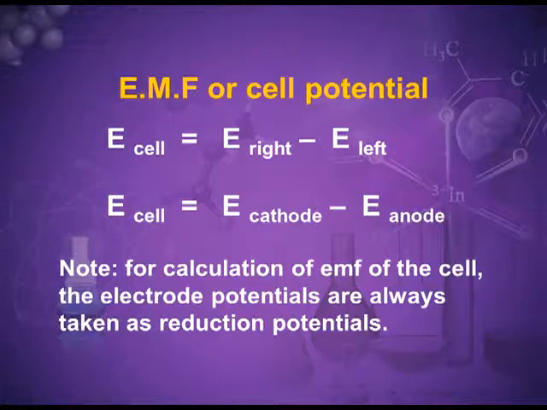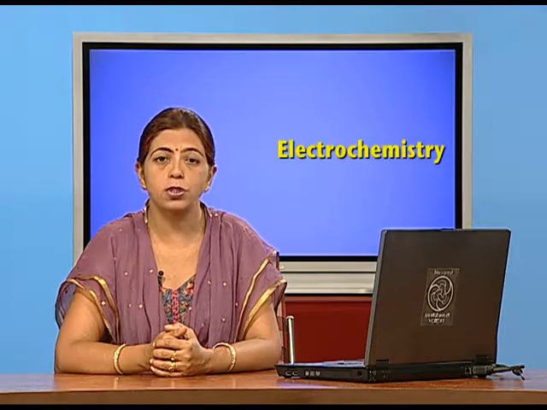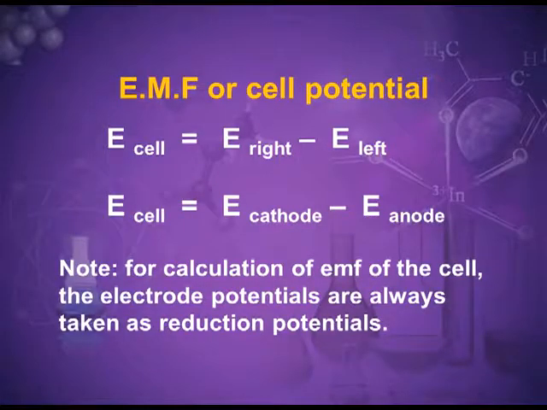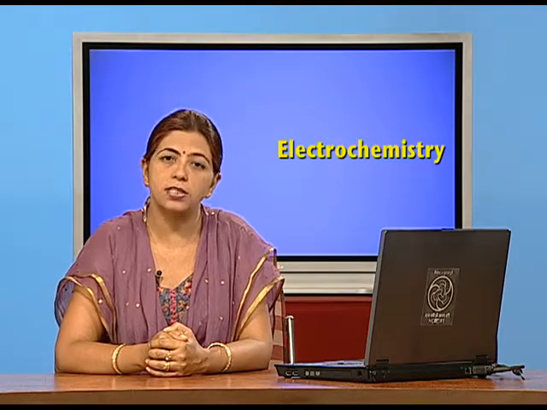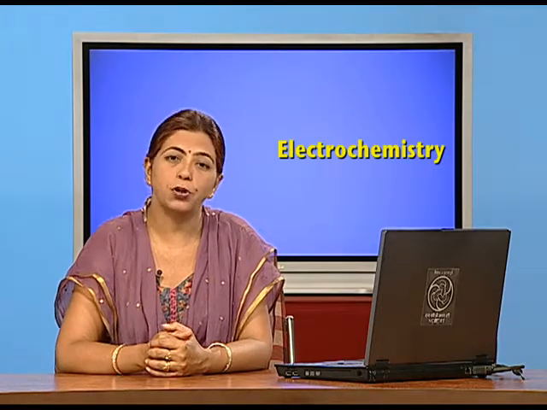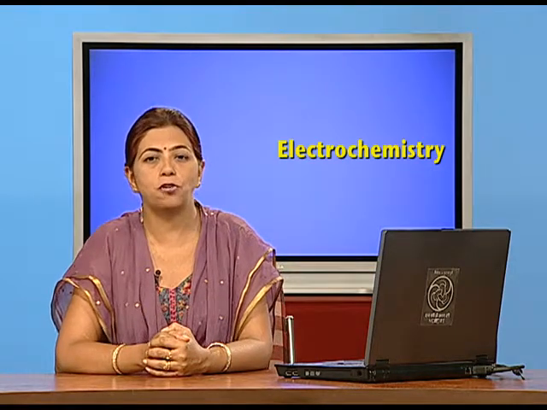So we can also write this formula as E cell equals E cathode minus E anode. A very important point to note is that for calculation of EMF of the cell, the electrode potentials are always taken as reduction potentials. EMF is slightly different from the cell potential. EMF we say when the cell is not sending any current or a negligible current, that is, just in the beginning when the cell just starts working.